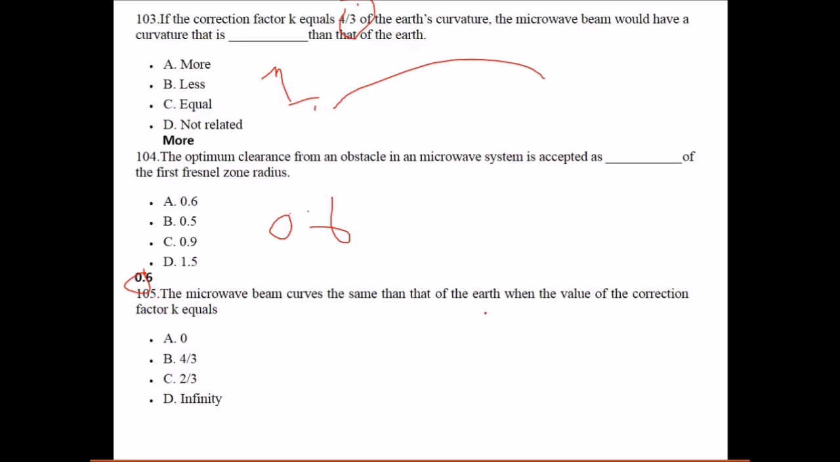So the microwave beams curve the same as that of the Earth when the value of the correction value k equals what? It is infinite. If the value is infinite, the microwave beam curves the same as that of the Earth.